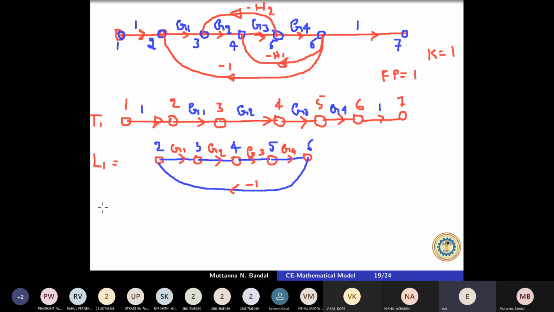Now, can you identify loop 2? Can anyone tell the loop 2? I expect the answer from you people. 4 to 5, 5 to 6, and 6 to 4. 4 to 5, 5 to 6, 6 to 4. Very good. So I can take that as another loop.